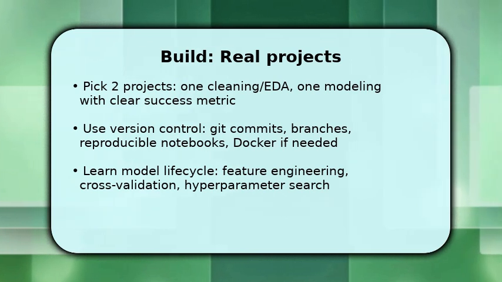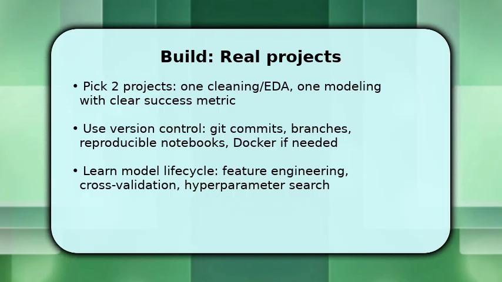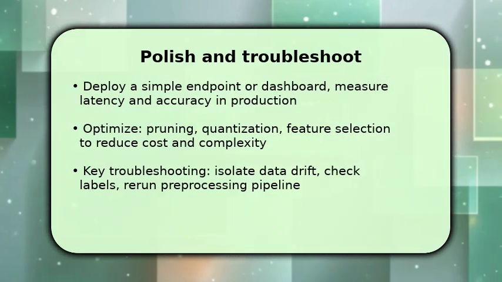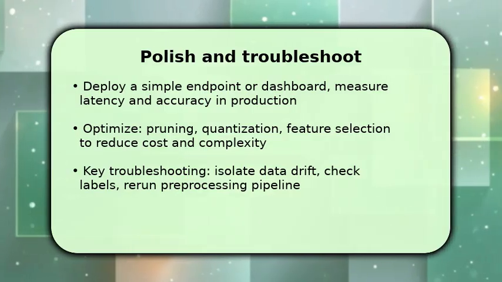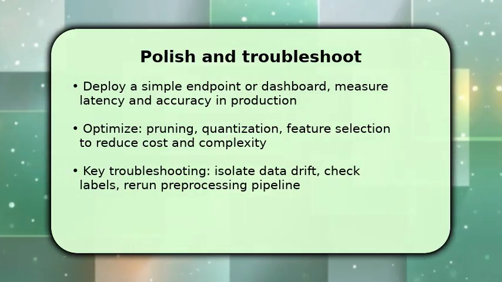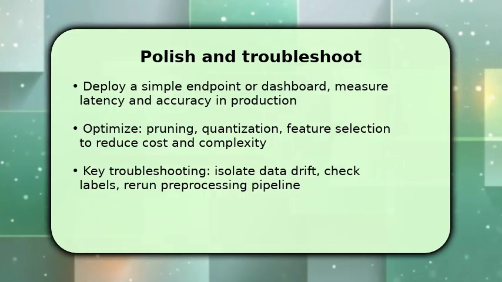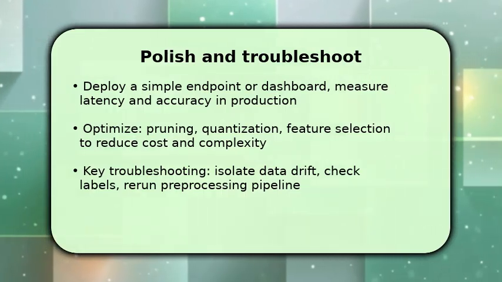You finish by making your work reliable and shareable. Deploy a minimal API or dashboard, monitor performance, and add basic alerts for data or metric shifts. Once done, run lightweight optimizations like feature selection or model compression to reduce inference cost.